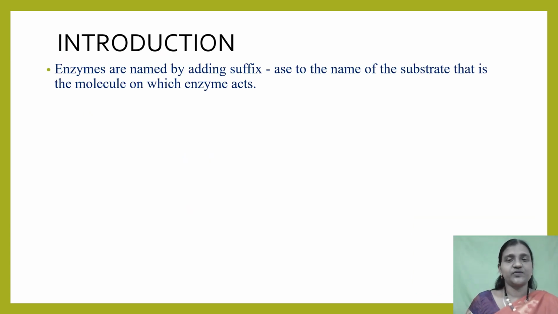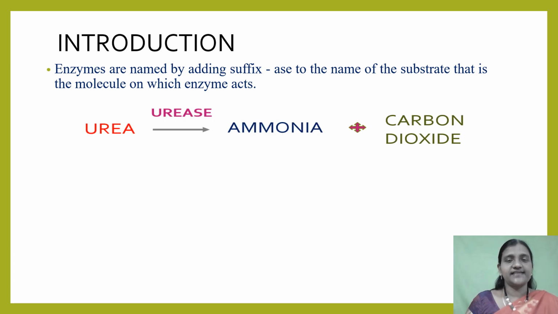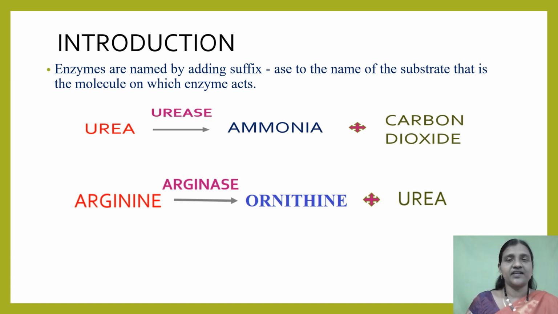Initially, enzymes were named after the substrate on which they act. They used to add "ase" as the suffix. For example, urea is acted upon by urease, giving rise to ammonia and carbon dioxide. Another example, arginase, is given to the enzyme which acts upon arginine, giving rise to ornithine and urea.